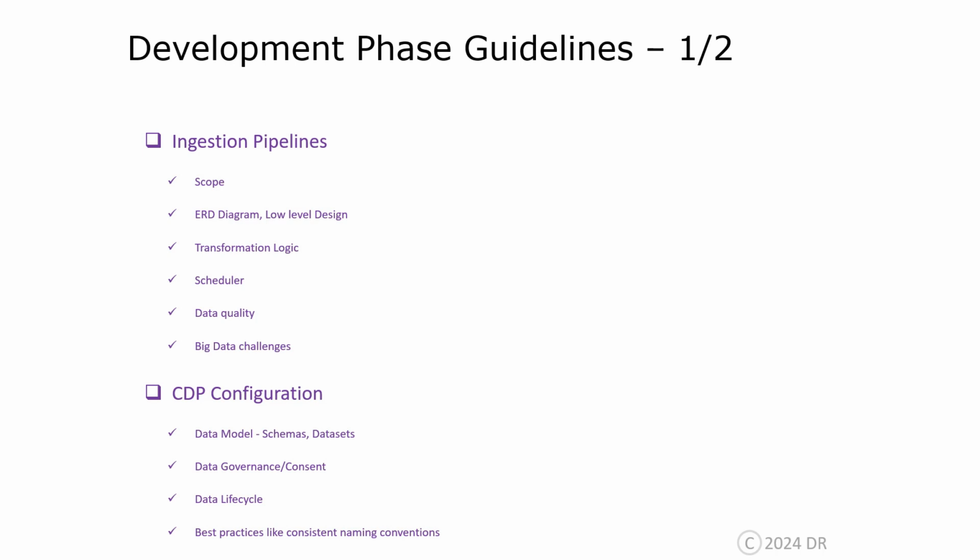Now, one very important point that I would like to focus on when we are talking about the development phase is that you're dealing with big data, right? While you are doing ingestion pipelines, while you are doing CDP configuration, you should look for big data challenges. What are the challenges you will face when you are dealing with big data? Query processing cost, data size cost, and so on and so forth. You should look to optimize that and resolve such challenges. That is one of the most important points that you should be focusing on while you are in the development phase.